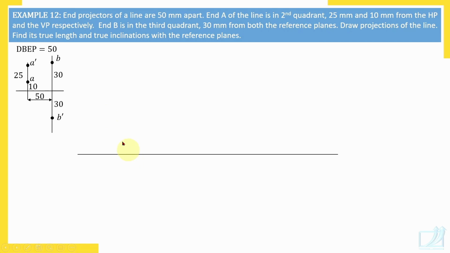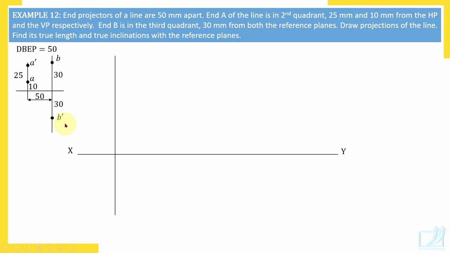Let's draw. You must be able to bring all these measurements on paper and very easily you will be able to bring it. Here it is projector of reference point. And one more thing. Reference point is a point on the line whose position from both the reference planes is given. In this problem, there are two such points whose position from HP and VP is given. So when more than one point has its position known from HP and VP, then any one of those points you can consider as a reference point. So we have chosen point A as a reference point, not B.